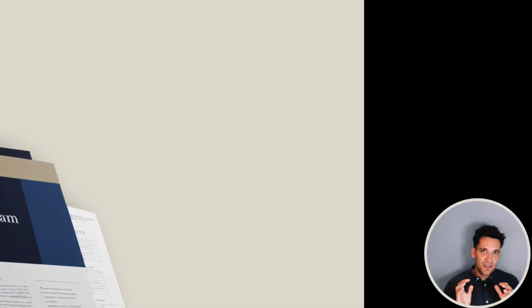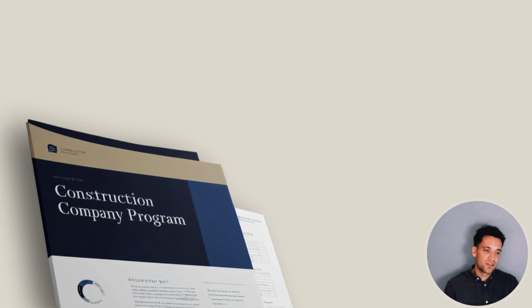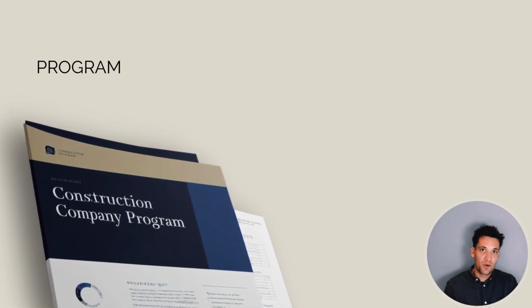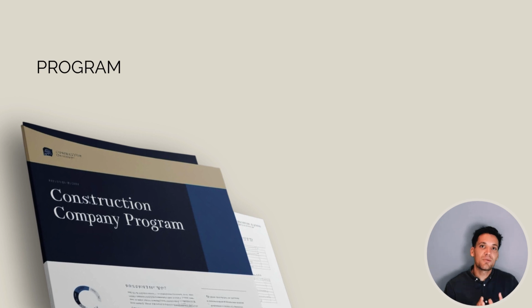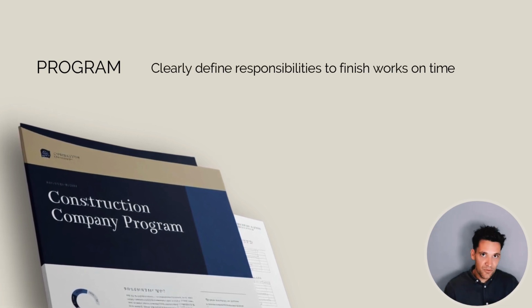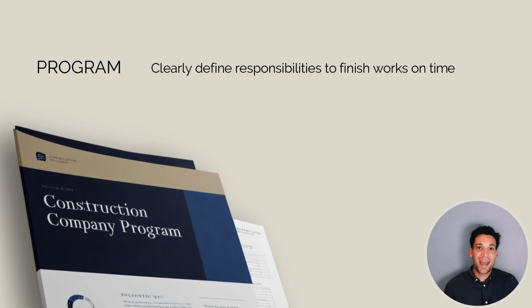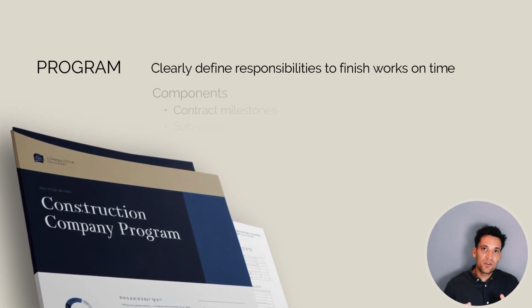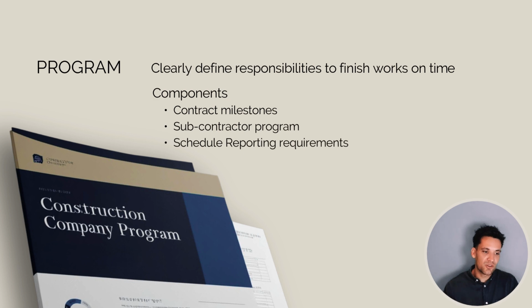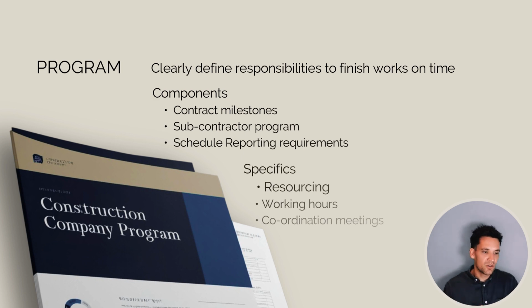Now, in addition to defining the scope we want the subcontractor to do and how we want them to break down their quote and fill up a pricing schedule, we also want to give them a program. So we want to clearly define the subcontractor's responsibility to finish the works on time and also how they need to stage the works. The components of a program are contract milestones, responsibilities to maintain a program, and any schedule reporting requirements, resourcing, working hours, and responsibilities to attend coordination meetings. These are the sort of requirements we want to define when we're talking about program.